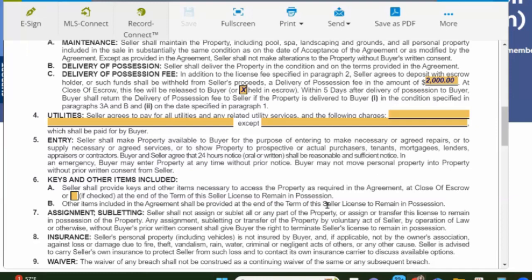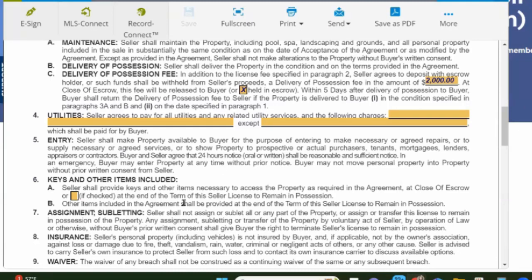Okay. So this is saying that the seller during that 2-week time has to make the property available to the buyer if they want to enter it to make any necessary repairs or have contractors come, or show it to tenants or whatever the case might be. But they do have to give 24-hour notice, and it also says that in the case of an emergency, the new owner buyer can enter at any time.